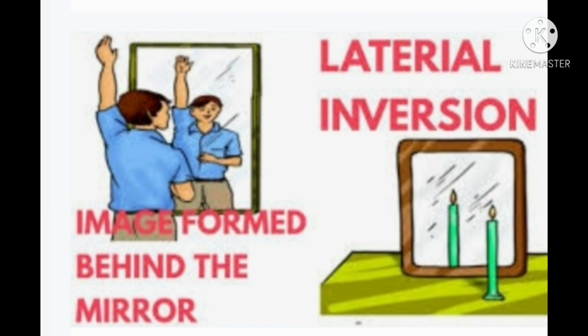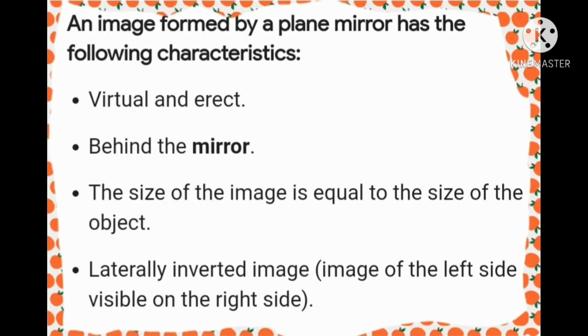And we say that the image formed in a plane mirror is laterally inverted. This is, the right side of our body becomes the left side in the image, whereas the left side of our body becomes the right side in the image. Okay? Let us study the characteristics of the images formed by a plane mirror.